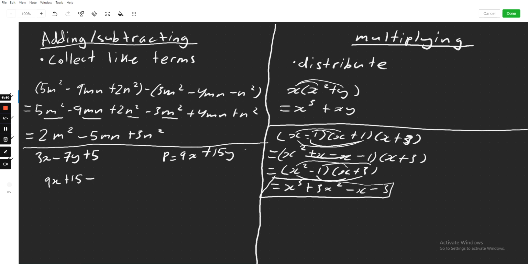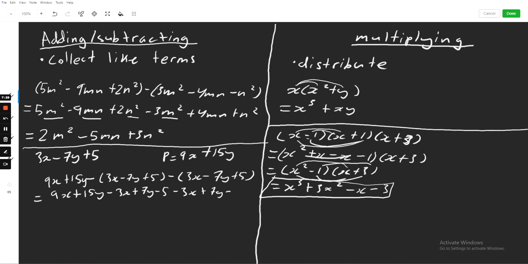Therefore, in order to determine the length of the third side, we would do the perimeter 9x plus 15y minus 3x minus 7y plus 5 minus another 3x minus 7y plus 5. Now first we'd have to get rid of the brackets, so it'll be 9x plus 15y minus 3x plus 7y minus 5 minus 3x plus 7y minus 5.